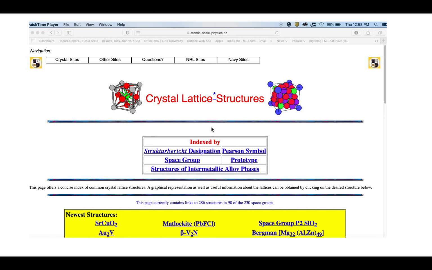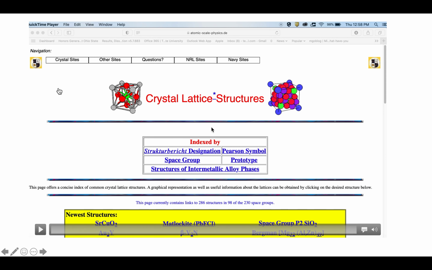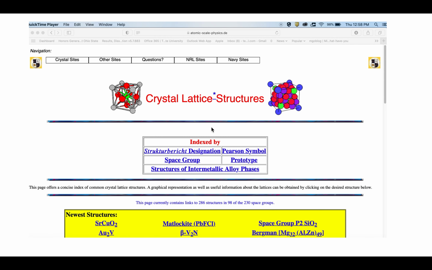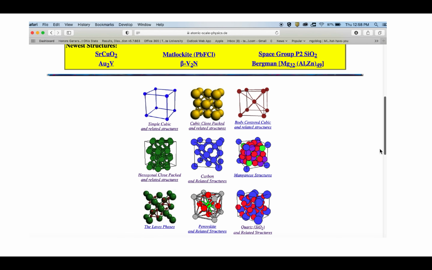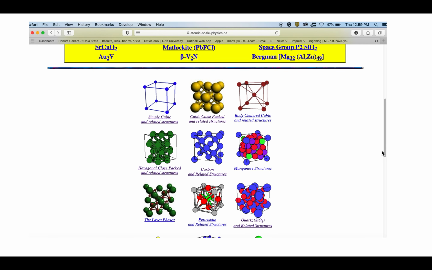Couple more things for you. So within this particular website, there's a lot of different databases that have different crystal structures. Look at what this one allows you to do. This one lists many, many different crystal structures.